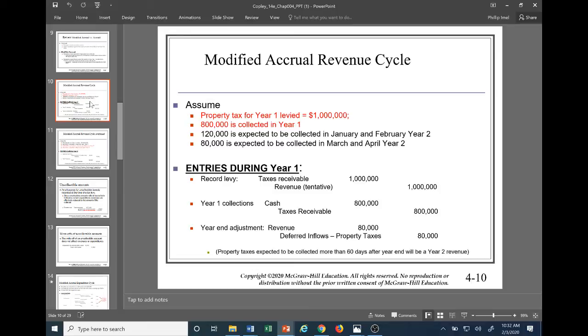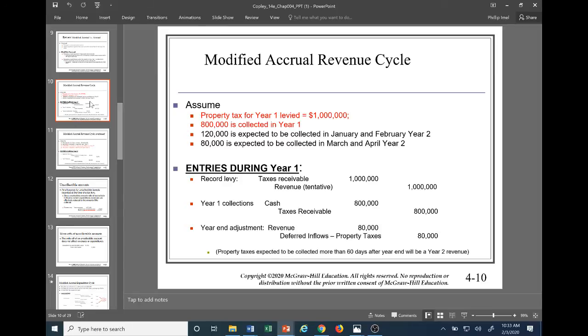So when we record the levy, we can see here entries during year one. We record the levy of property taxes. So right now, we're going to debit taxes receivable of $1 million, and credit revenue tentative of $1 million. And that tentative is there because, if you recall from the last class, we just set up an allowance, right? So that's why it's saying tentative. We'll get into that later on, but I don't want to confuse anyone now. So for now, we're not going to put the allowance in.